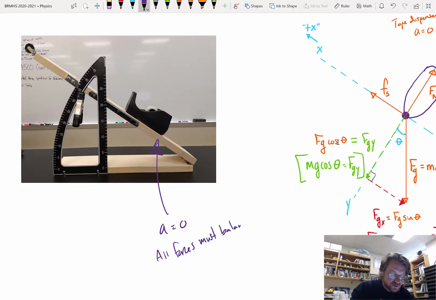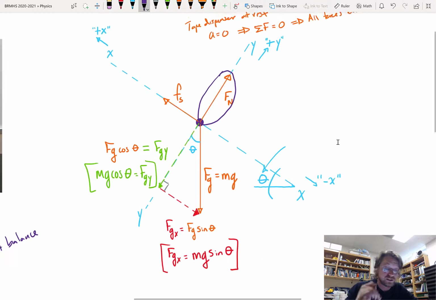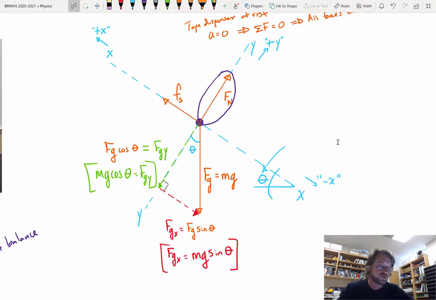That's the same. The same is true if it's moving at a constant speed. All the forces must balance. Okay, so we're looking at the y-axis over here. Normal force is pointing in the positive y direction. In the negative y direction, I just have my green dotted line.